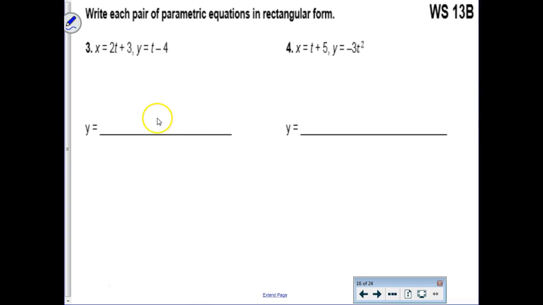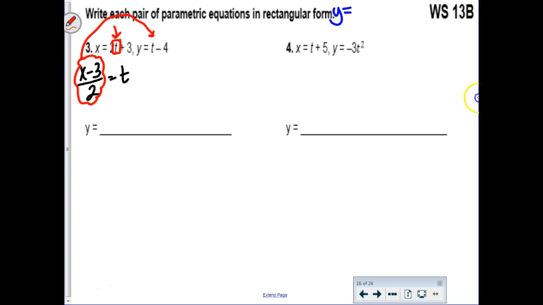All right. So they want you to write it in rectangular form, which basically means I needed to say y equals and then a bunch of mess after it. So we're going to solve for t in the x equation. So that's going to look like what? Let's see. We're going to subtract the 3 over, and then you're going to divide everything by a 2. Is this on the back of 13, right? Okay. So this is what you're going to substitute in for t, but into the other equation. So y equals, there's absolutely nothing wrong with you guys saying (x minus 3) over 2 minus 4.